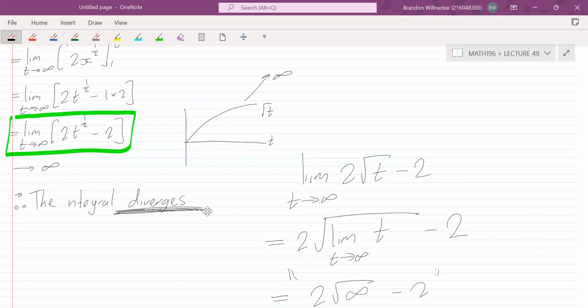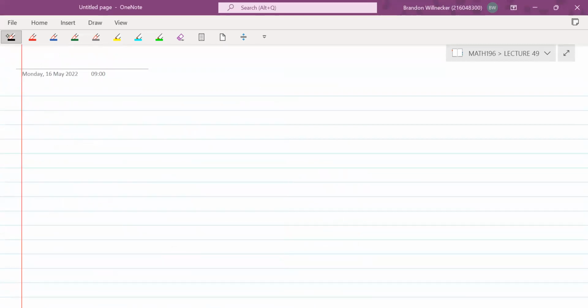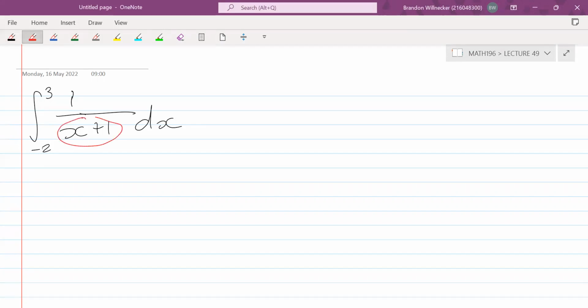Let's have a look at another problem. We have the integral from, let's say, -2 to 3, of 1 over x plus 1 dx. Now from -2 to 3, is there any point at which this function becomes discontinuous, or goes to infinity? Yes, because when x is equal to -1, the denominator becomes 0.